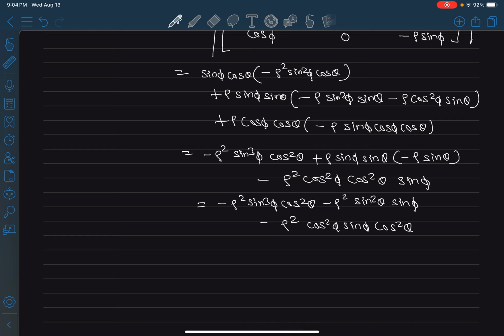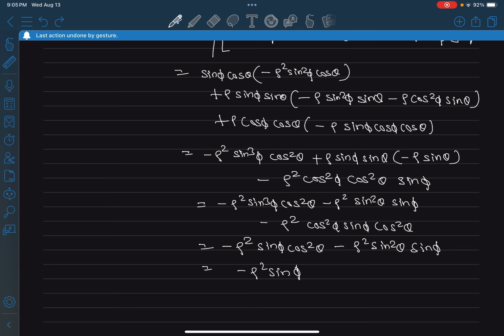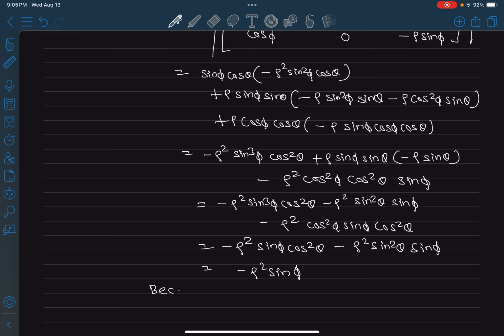Over here, between the first and third term, I can take minus rho square sine phi cos square theta common, and that gives me sine square phi plus cos square phi, which becomes 1. The second term is still as it is, sine square theta sine phi. Now if I take minus rho square sine phi common, that goes to 1. Because this is a volume, and volume is a scalar quantity, I can make this positive. So this becomes rho square sine phi.